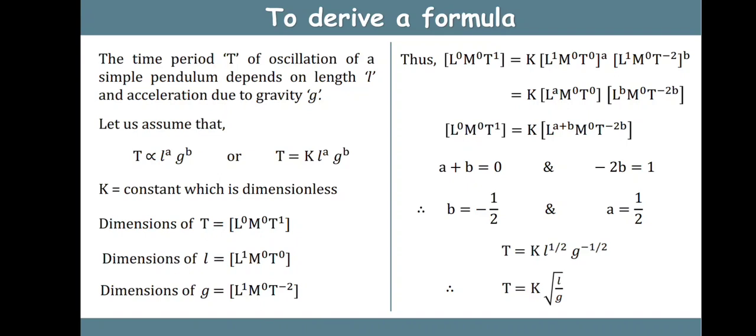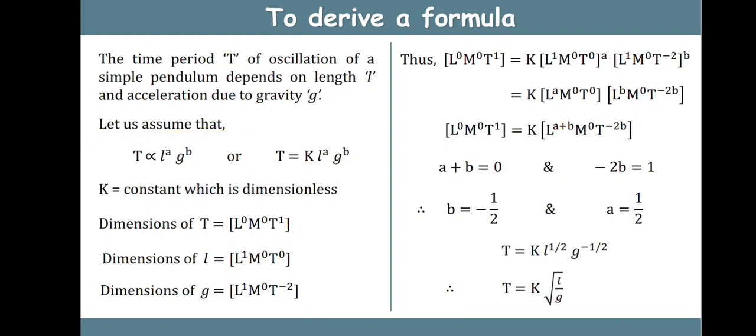To derive a formula. So this is the third use of dimensions, which is to derive a formula. If you derive any formula, you can use this dimensions formula. So we have to derive the time period of oscillation of a simple pendulum that depends on length and acceleration due to gravity. The time period, denoted with capital T, of oscillations of a simple pendulum depends upon length L and acceleration due to gravity. Means time period totally depends upon length and gravity.